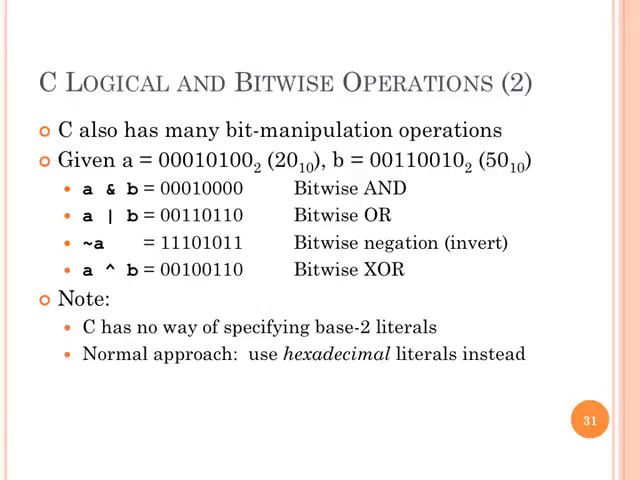Unfortunately, there's no way to write out values using just zeros and ones in C. So if you want to specify some literal value that corresponds to a particular bit vector, then typically we have to do it using hexadecimal, not binary. Okay? Who here has worked with hexadecimal before? Show of hands. Okay, so a lot of you have seen hexadecimal.